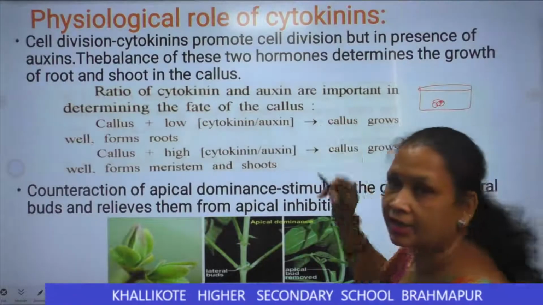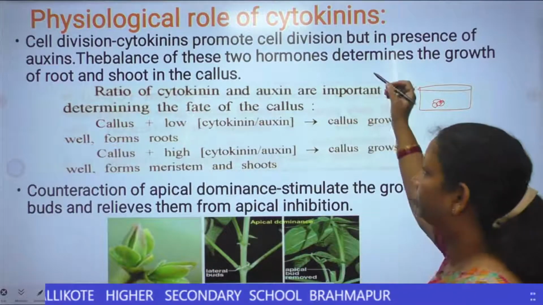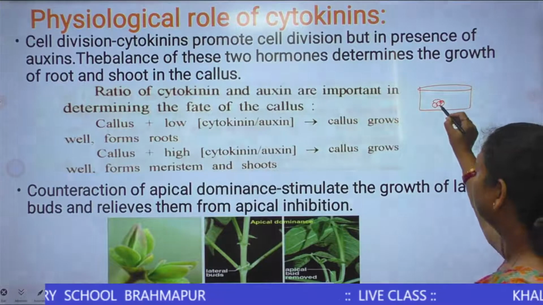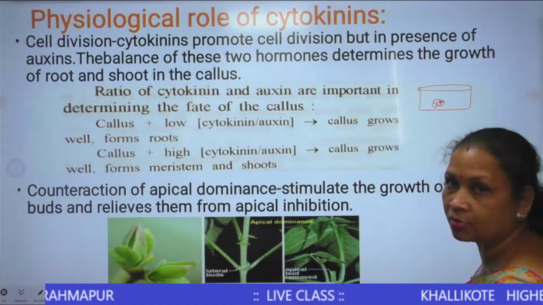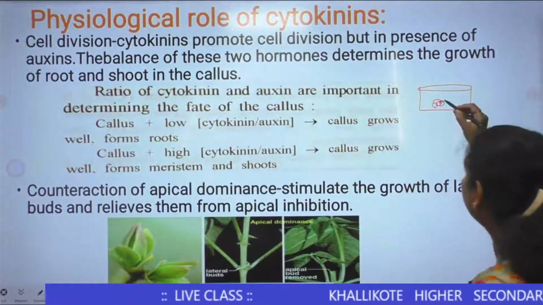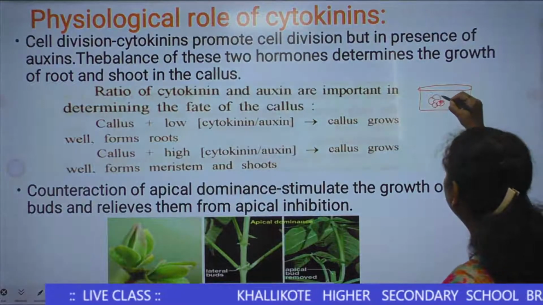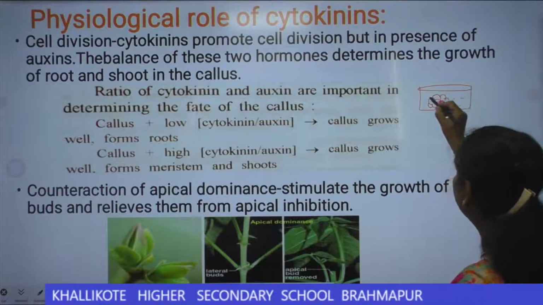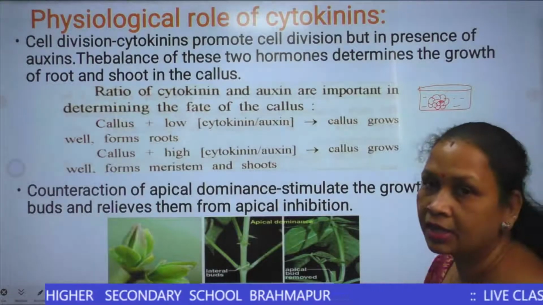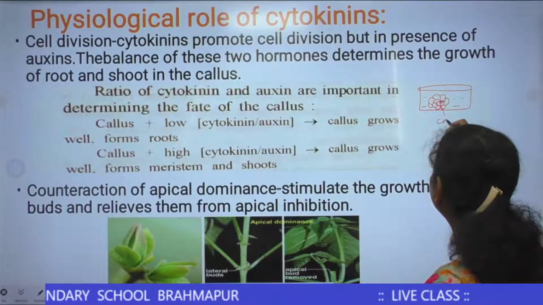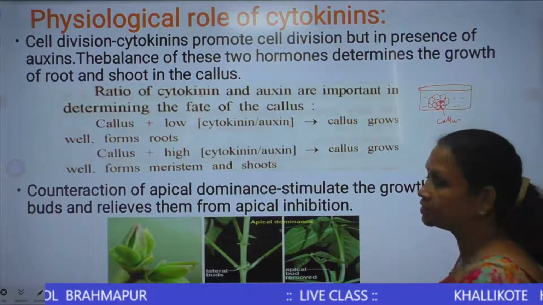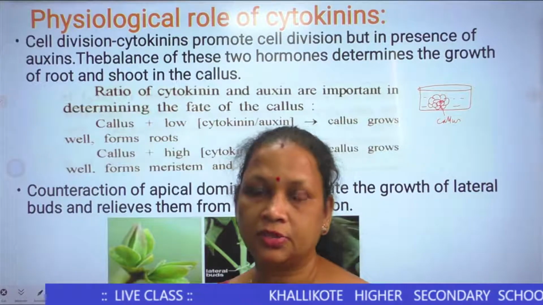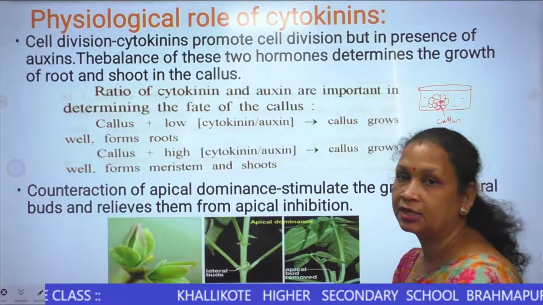So, when we add a specific proportion of cytokinin and auxin in the culture medium, the cells that were initially taken as the inoculum will start to divide, and this mass of undifferentiated tissue that develops in the nutrient medium is called the callus. So, callus is an undifferentiated mass of tissue that is produced during tissue culture from the cells.